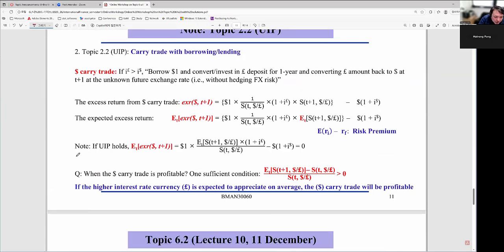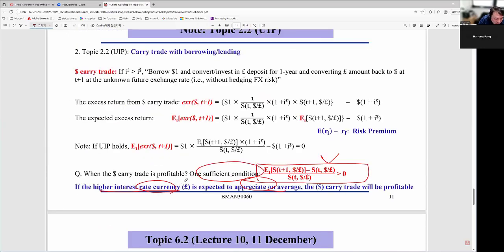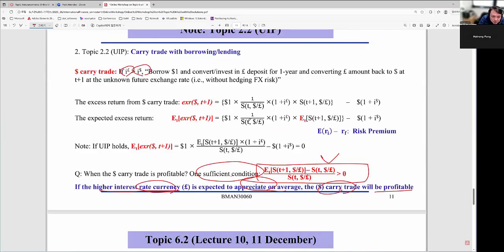Now, for carry trade, you just need to know this one. The sufficient condition for making a profit by implementing a carry trade is this: if the higher interest rate currency is expected to appreciate, just the opposite of UIP. UIP says the higher interest rate currency is expected to depreciate. But if the higher interest rate currency is expected to appreciate, a violation of UIP, then carry trade will be profitable. Carry trade means borrowing the low interest rate currency, investing into the high interest rate currency, and computing the expected return. That's the carry trade, right? So we learned these two: what UIP is, and when carry trade is profitable.